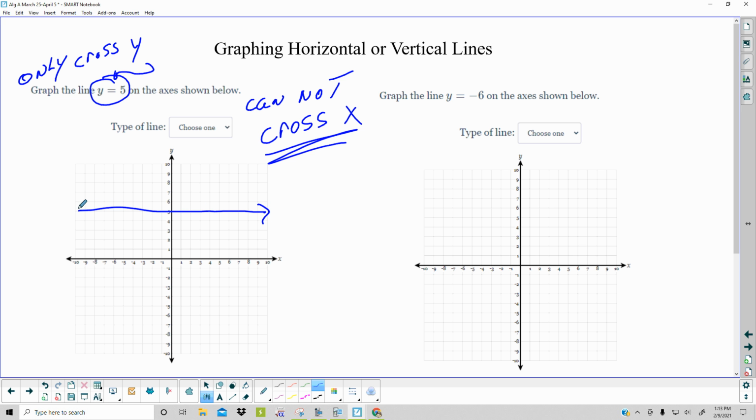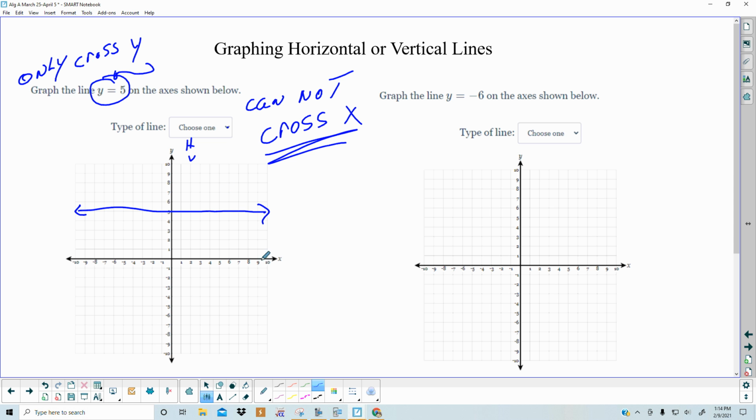There's the line. It's a horizontal line at 5. Because it only has the y, it will only cross the y. If it dipped down, it would cross the x and the y. But it doesn't. It only has the y, so it can't cross the x. Okay? The other thing you would do is you would click on this and you would choose either the word horizontal or you would choose the word vertical.